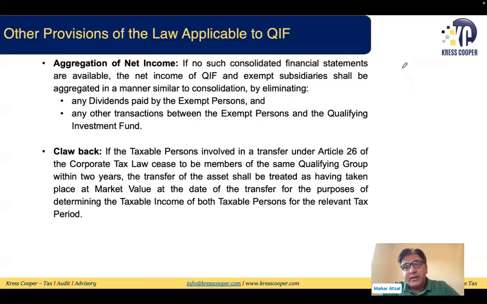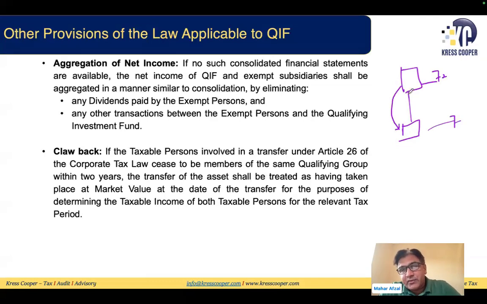Clawback. Two parties were there. One company was here, one fund was here, another fund was here. Both were basically under 70% common ownership, assuming 70%, both were funds. And this fund has transferred an asset or liability to this fund at the book value.